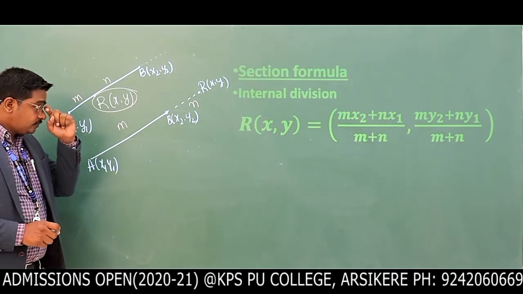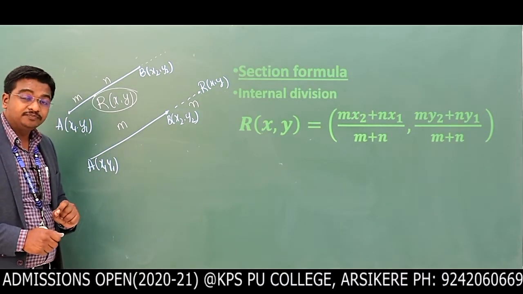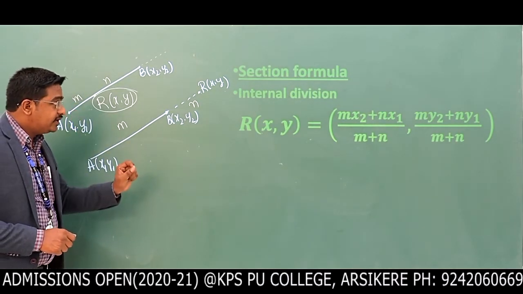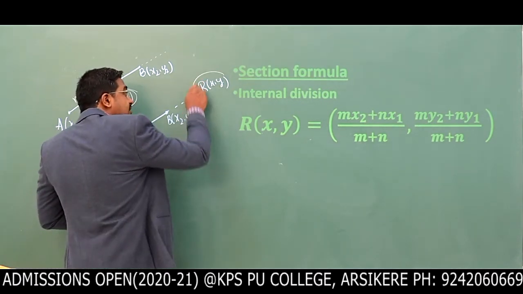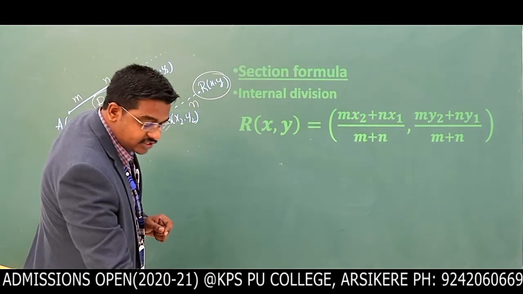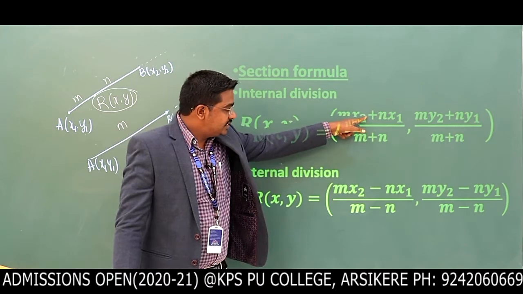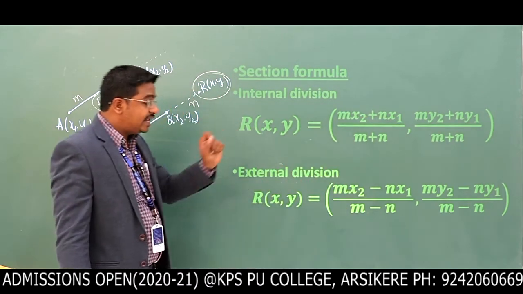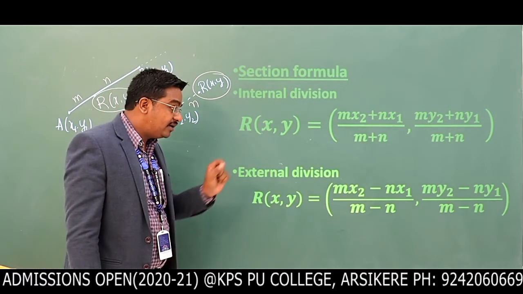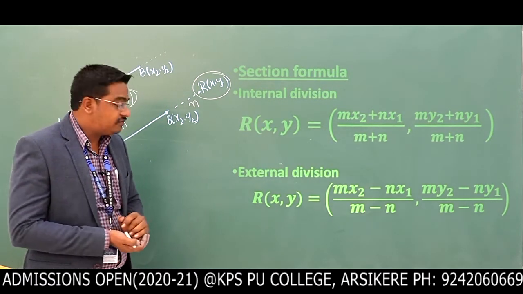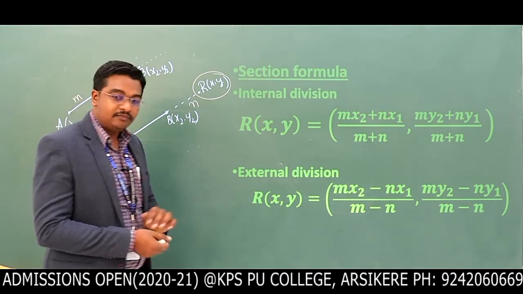Therefore the line joining the points A of x1 comma y1 and B of x2 comma y2 is divided in the ratio m is to n externally. What about the R of x comma y coordinate? We will discuss here. They just change the sign here. So here positive becomes negative: mx2 minus nx1 divided by m minus n, comma my2 minus ny1 divided by m minus n. This is the formula to find the external division. Understood, children? Next.